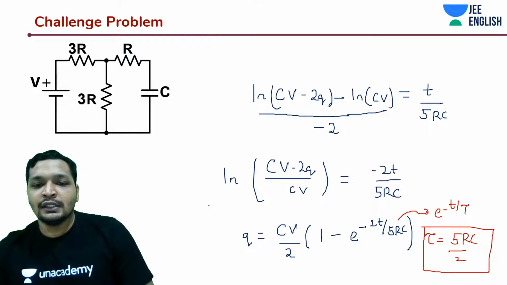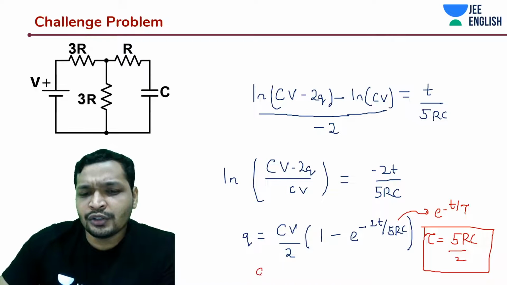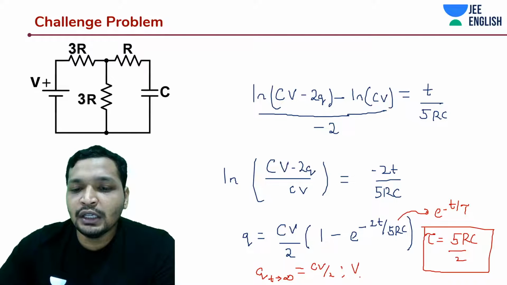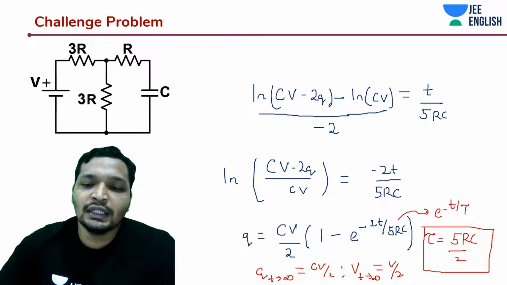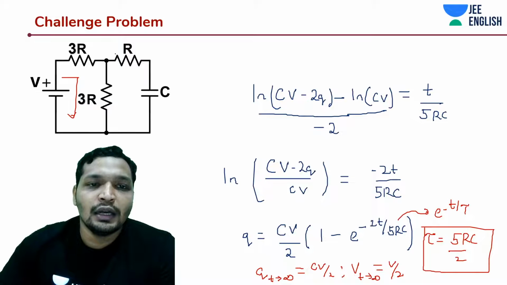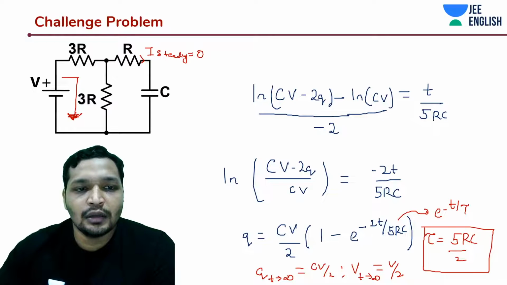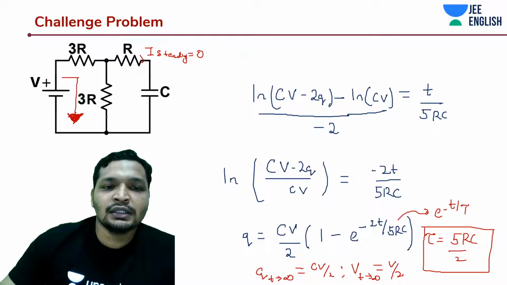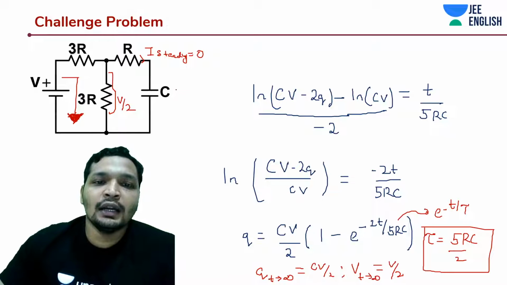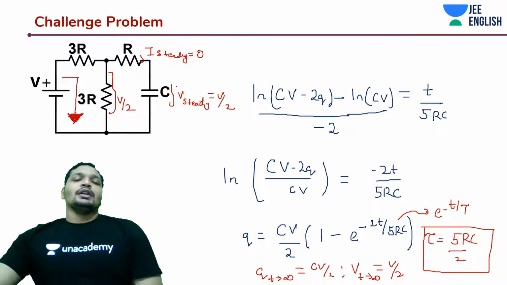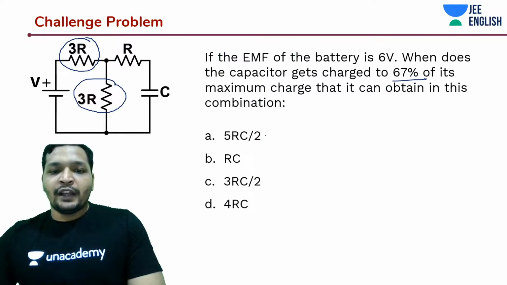So one thing we need to verify is at time t equal to 0, it's going to be 0, and what is it at t equal to infinity? It is going to be CV by 2. And what about V at t tending to infinity? It's going to be V by 2. Is that correct? Let's verify. And this is I steady equal to 0. Right, and what about this? This is basically two similar resistances. So this is going to be V by 2, and that is going to be V steady is equal to V by 2. All right. So yes, the tau should have been 5RC by 2.